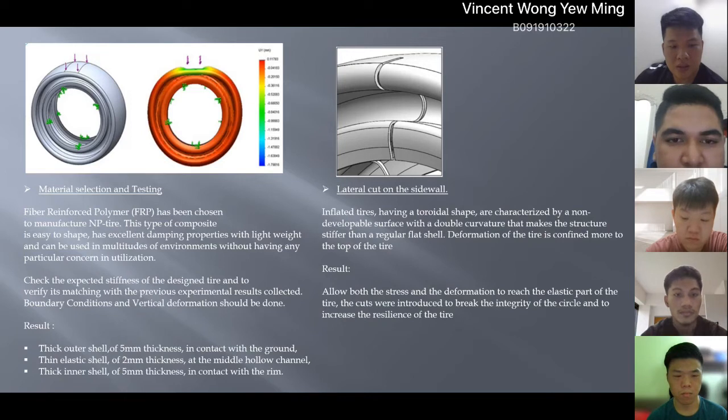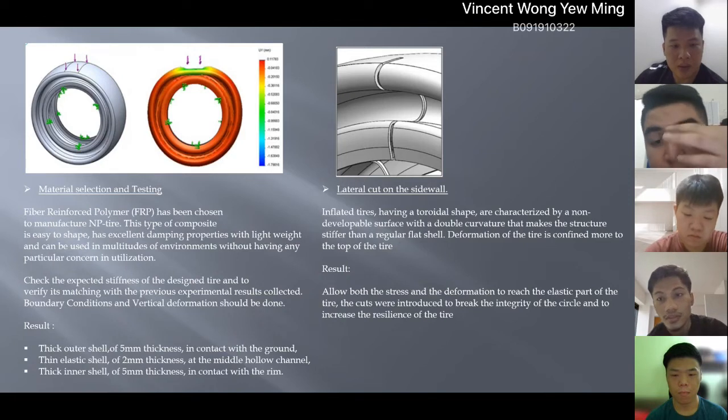The thickest outer shell is 5 mm thickness in contact with the ground. The second is a thin elastic shell of 2 mm thickness at the middle hollow channel. The third is the inner shell of 5 mm thickness in contact with the rim. And the last methodology is lateral cut on the sidewall.